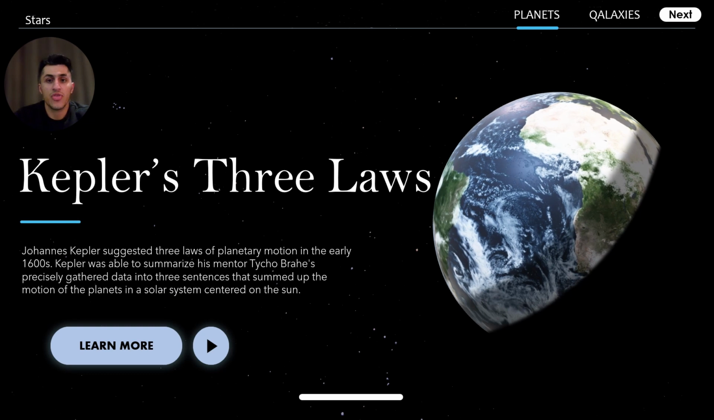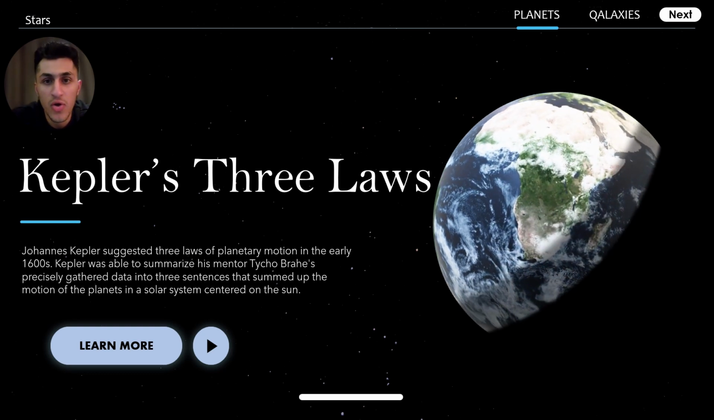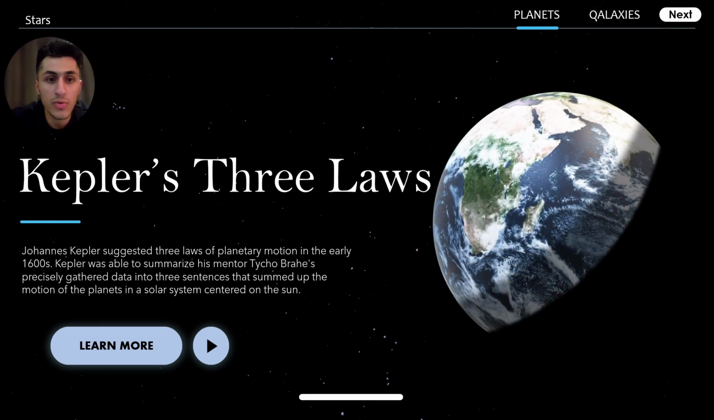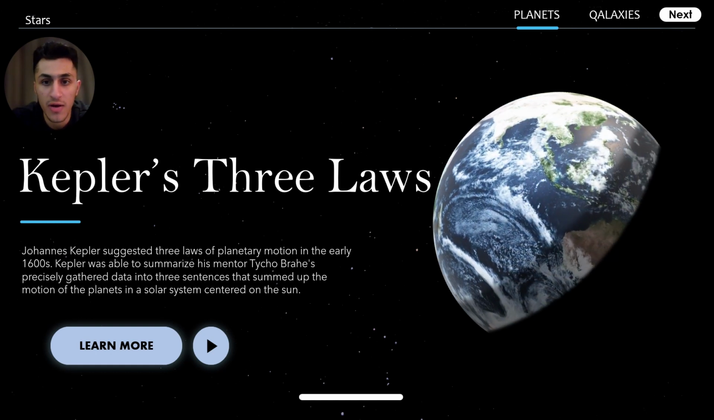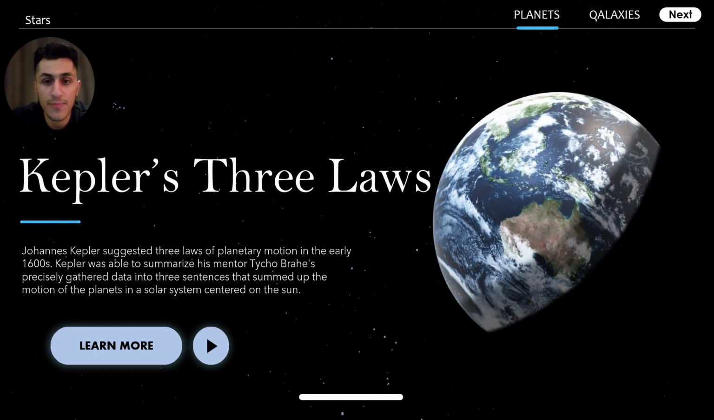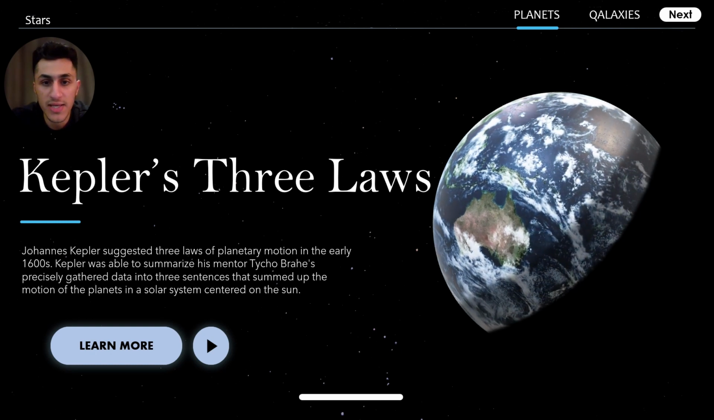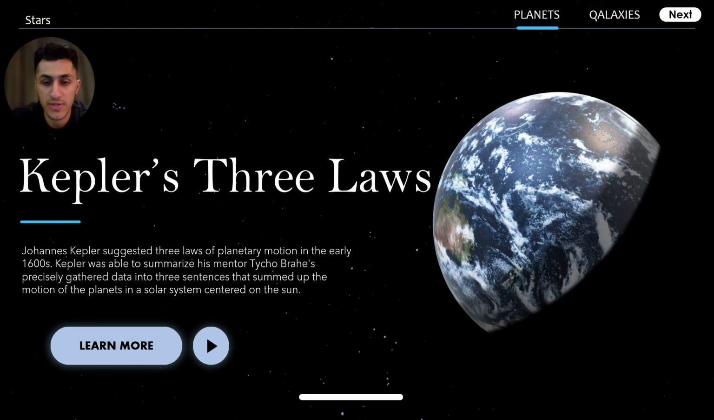Johannes Kepler suggested 3 laws of planetary motion in the early 1600s. Kepler was able to summarize his mentor Tycho Brahe's precisely gathered data into 3 sentences that summed up the motions of the planets in our solar system, centered around the Sun.